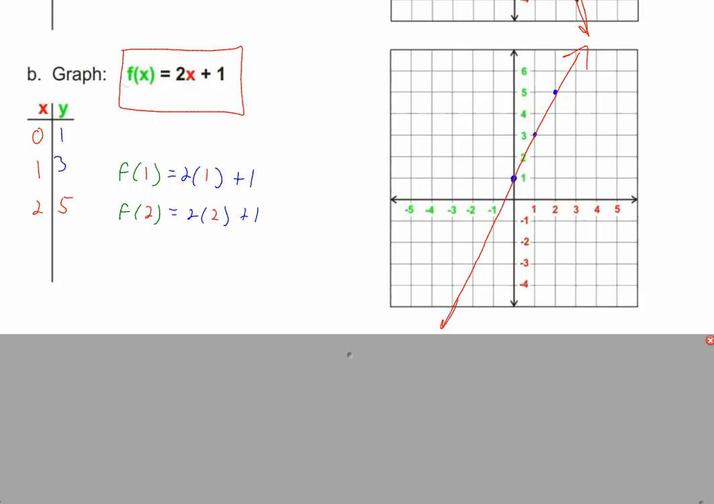Okay, like that. Okay, stay with me now. I want everybody to look up at the graph.